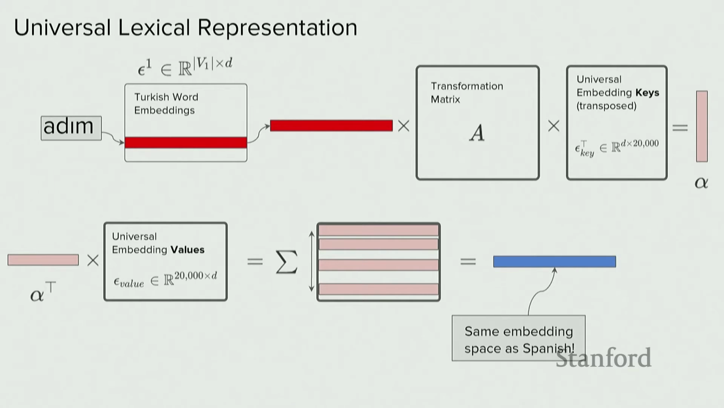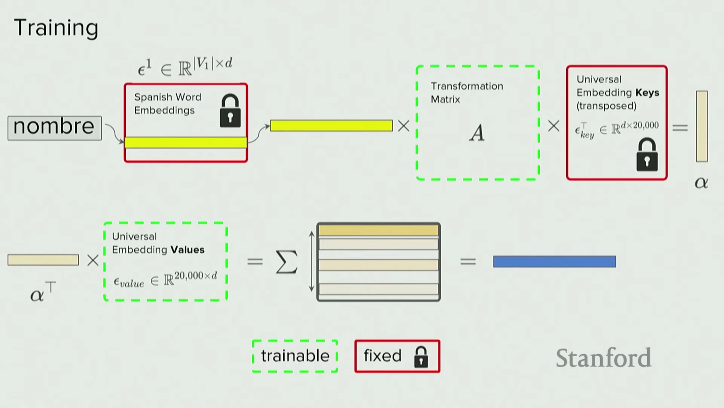And so maybe you could imagine that when we do this linear combination, we're going to give a little more weight to the word I or the word my, right? So this is a flexible way of having one universal representation. And then at train time, they freeze the weights for the Spanish word embeddings. They also freeze those keys, which are just English word embeddings. And then they train the universal word embeddings, and they also train that transformation matrix going from Spanish to the universal embedding keys.